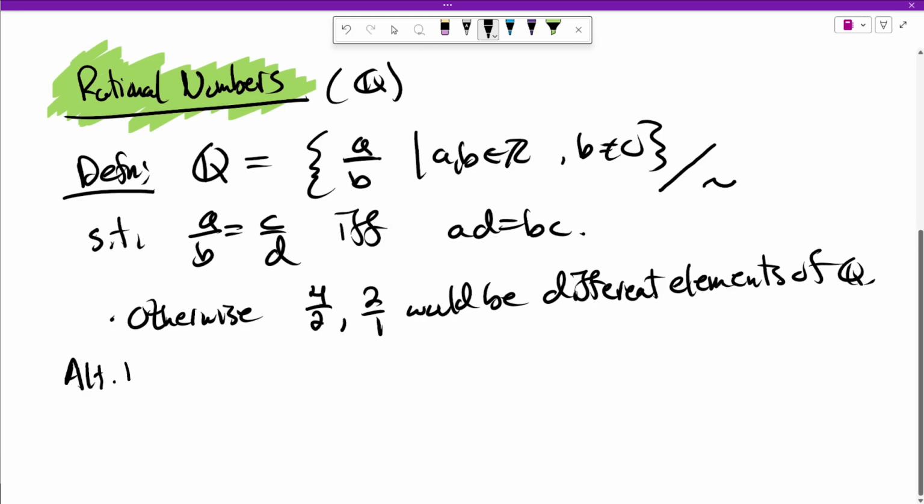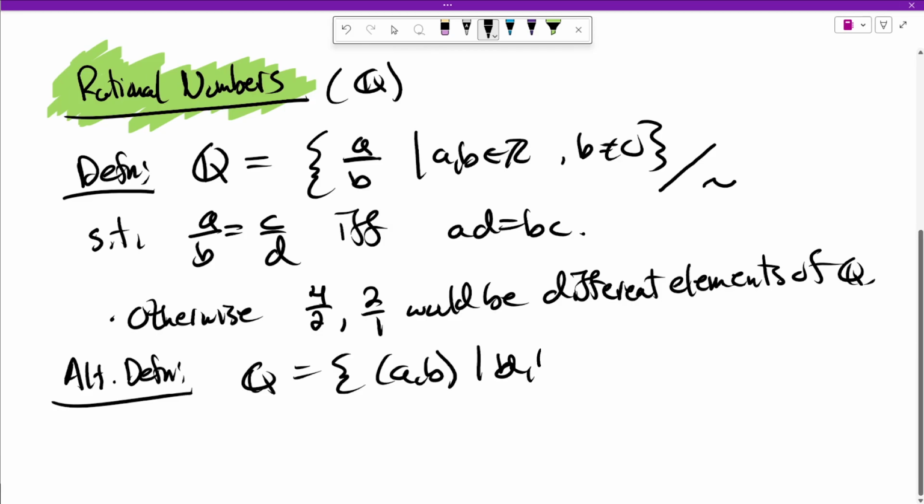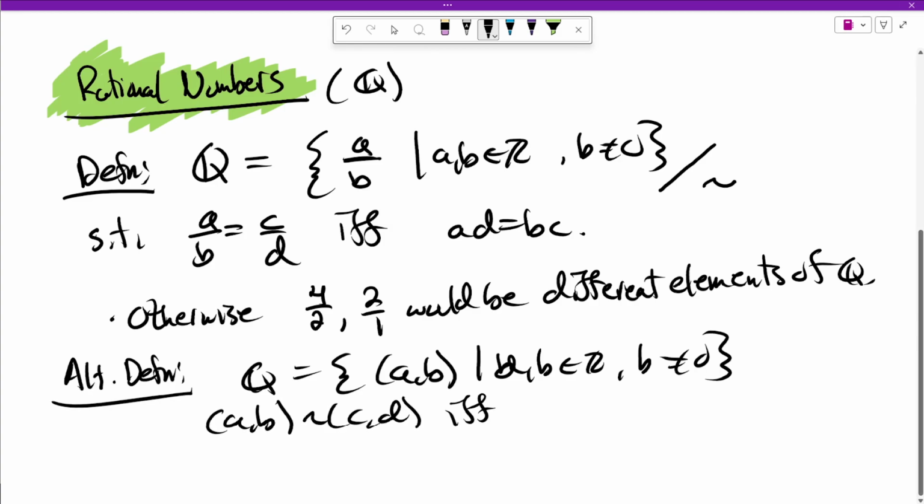Now, an alternative definition, which is sometimes seen in textbooks, is Q is the collection of all ordered pairs (a, b), such that a and b are integers and b is not 0, and (a, b) is related to (c, d) if and only if ad is bc.